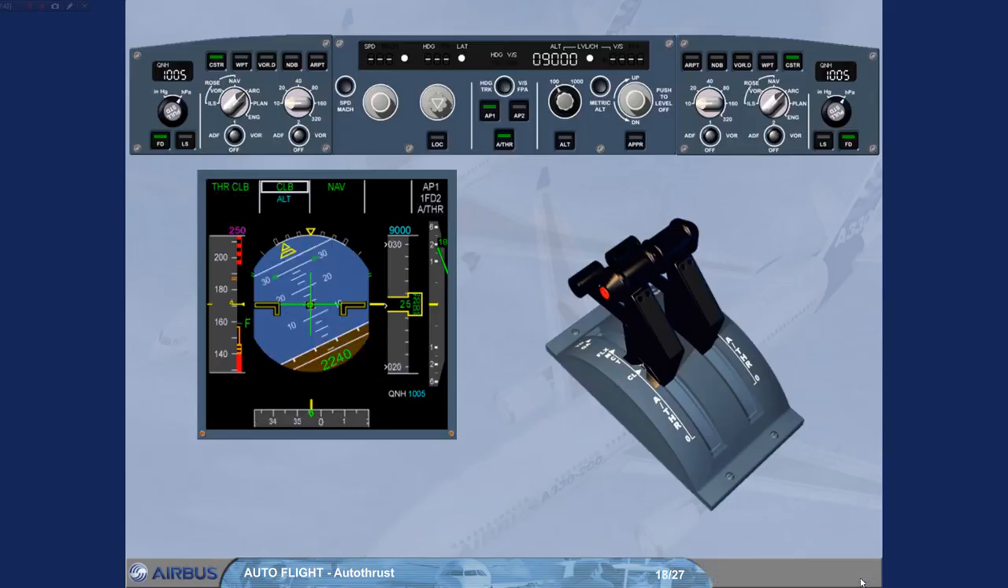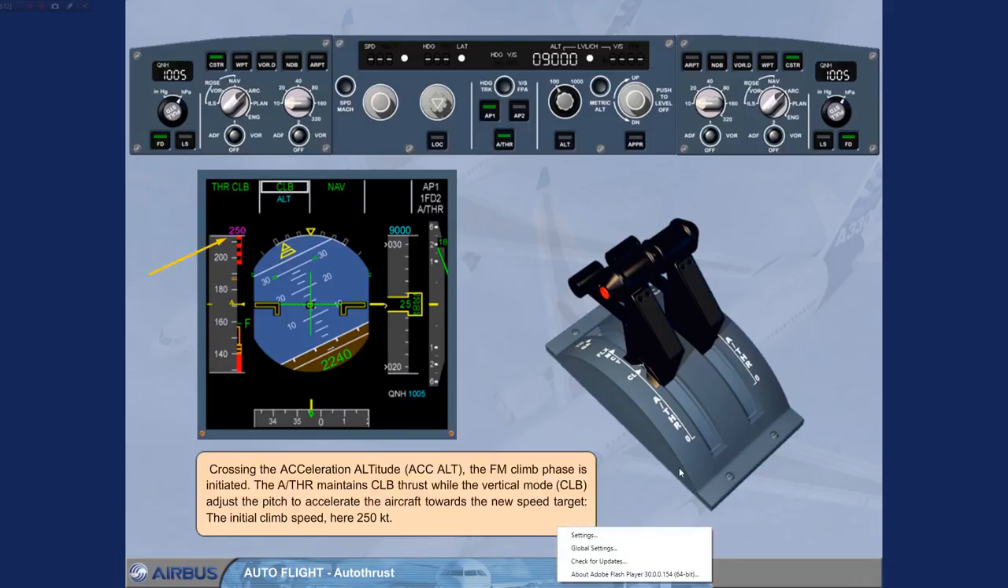Crossing the acceleration altitude, ACC altitude, the FM climb phase is initiated. The auto thrust maintains climb thrust, while the vertical mode, climb, adjusts the pitch to accelerate the aircraft towards the new speed target, the initial climb speed, here 250 knots.